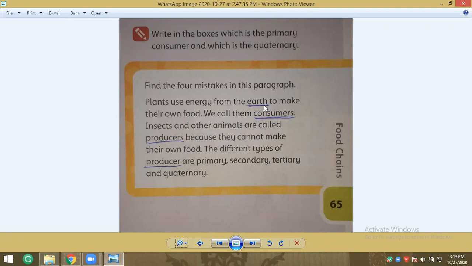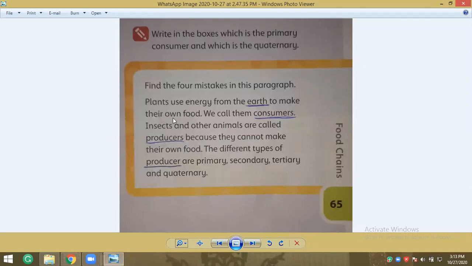Yes, who knows? Give me the answer. The paragraph says plants use energy from the earth, but what is the answer? Earth or the sun? No, from the sun. Yes, they get energy from the sun. You will cut this, underline, and write here the sun, not the earth. This is a mistake.